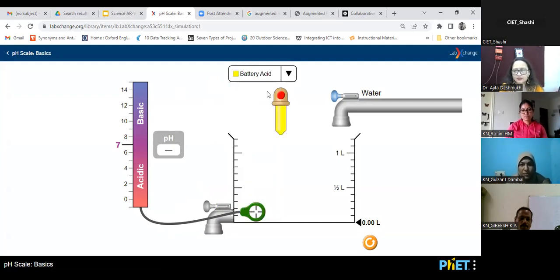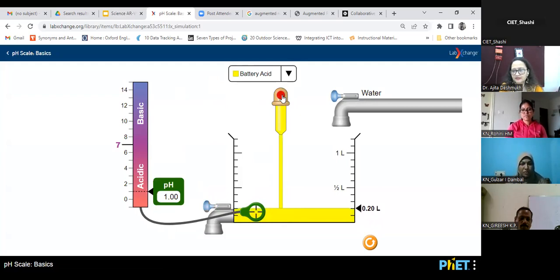I will try to put the battery acid, which we will not be able to do. I mean, we can't expect the students to do this. So I'm just adding it here and I'm asking them to see what is the pH that they are seeing. And then if I go on adding water, what happens?